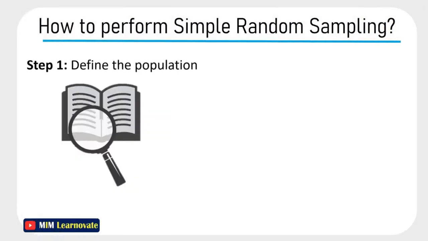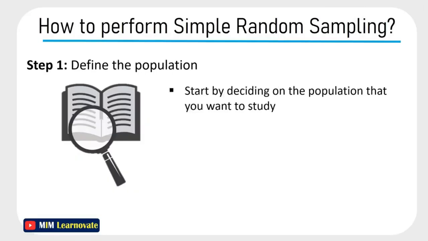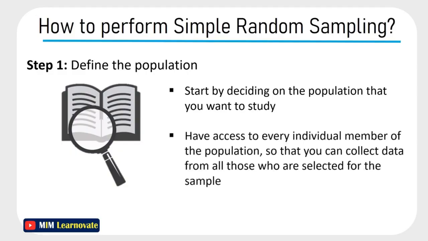Step 1. Define the population. Start by deciding on the population that you want to study. It's important to ensure that you have access to every individual member of the population so that you can collect data from all those who are selected for the sample.